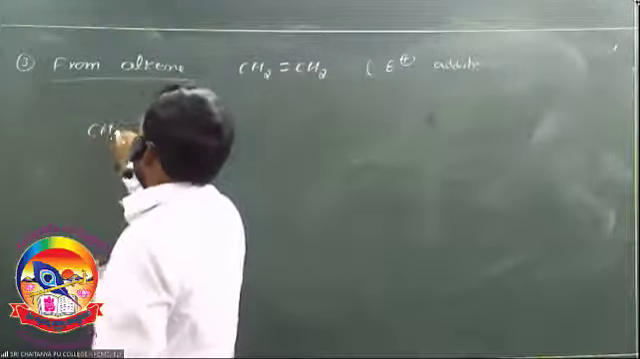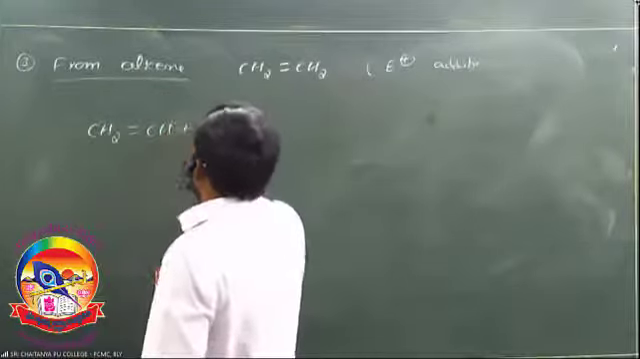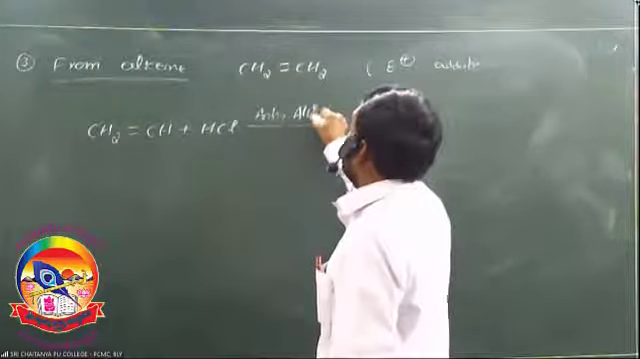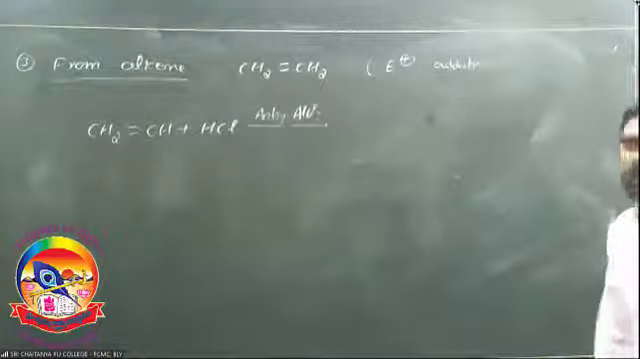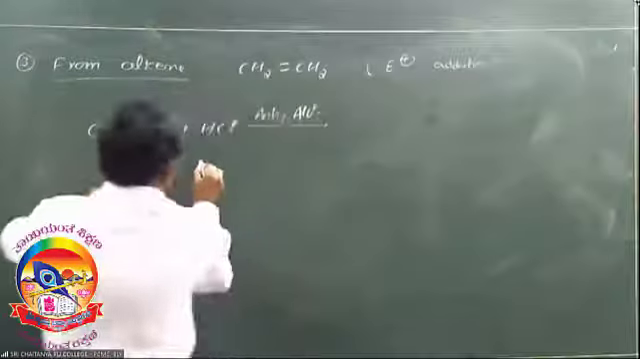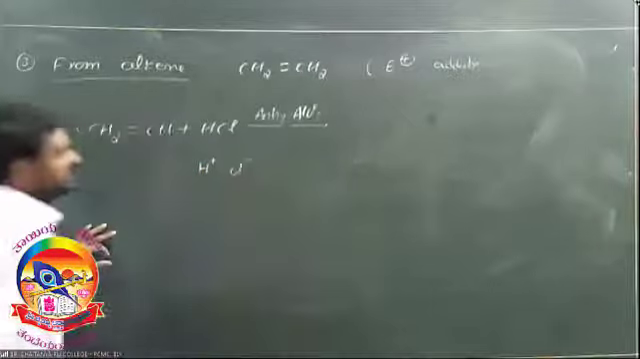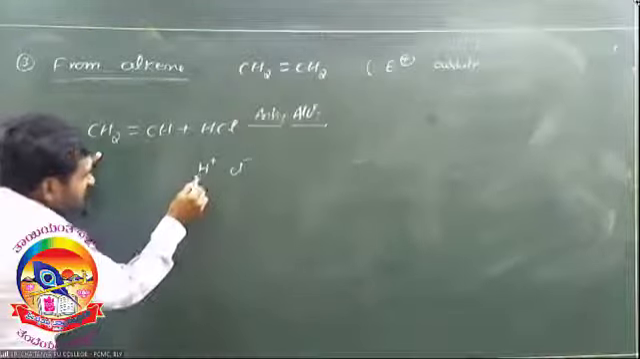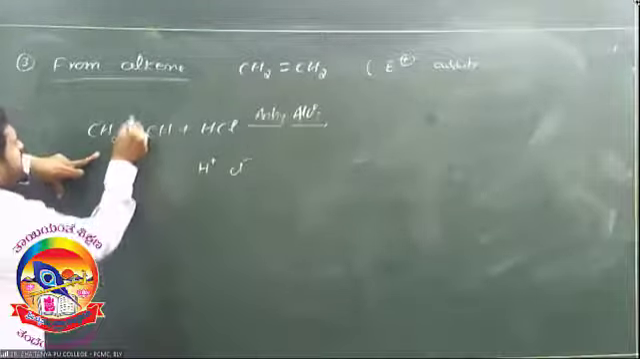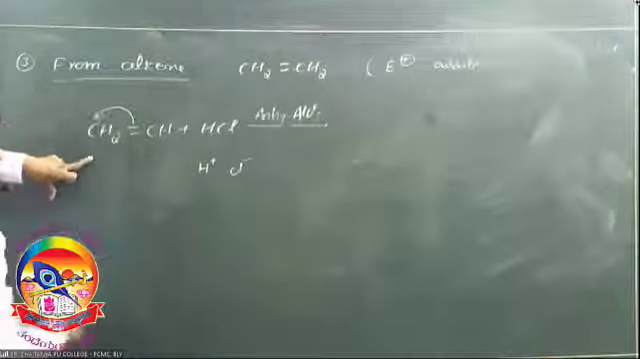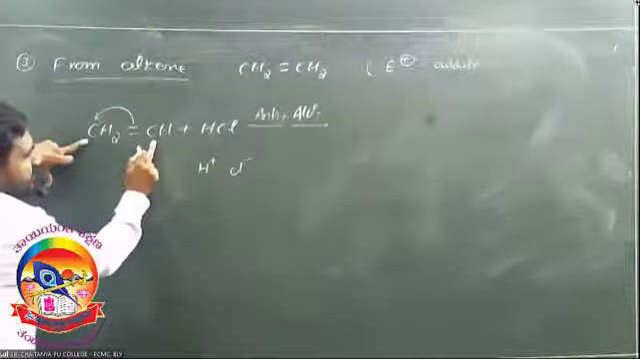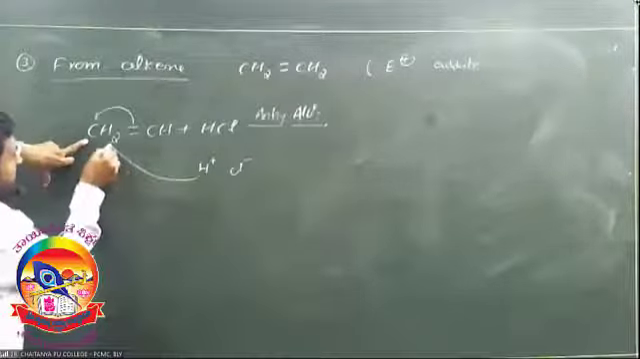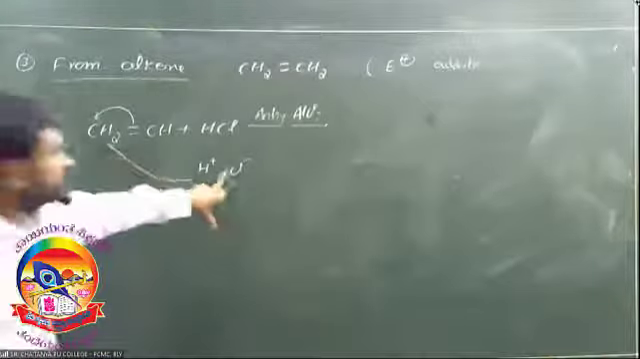So ethylene reacts with HCl in the presence of anhydrous aluminum chloride. HCl is ionized to H plus and Cl minus. It is a symmetric alkene. Suppose the pi bond electrons shift to one side. Then this carbon gets a negative charge and the other carbon gets a partial positive charge. So H plus is added to the carbon. It is the first attacking species.